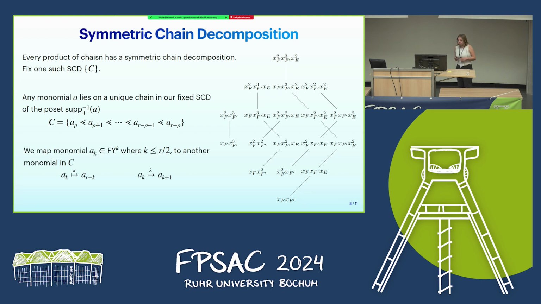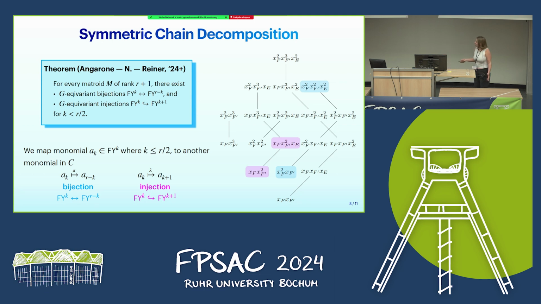And so I'm going to map a monomial that is of k degrees to something else on the same chain. So I'll define a map pi that sends my monomial ak of degree k to something in the complementary degree, which is always possible because my chains are symmetric. And then I'll create a map lambda that is going to send things one up in the chain, something like this. And so with this, I get a bijection and an injection of the basis elements, thus proving my theorem.